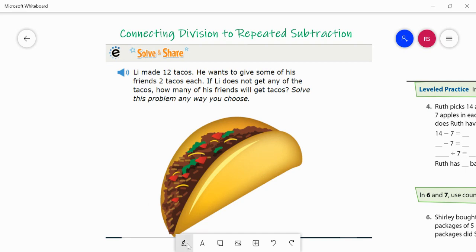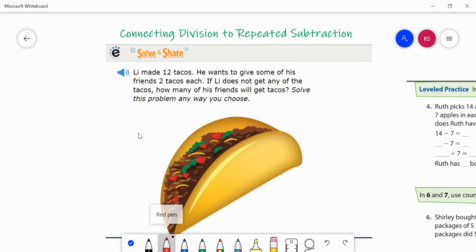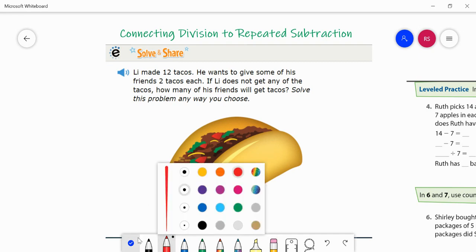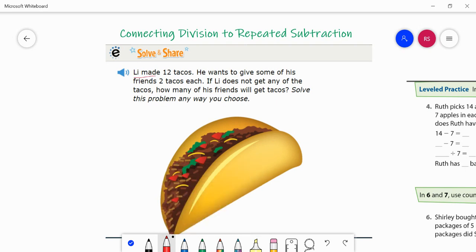So let's go back into the problem, because remember, we don't just read word problems once, we read them multiple times. First, we read it just to get ourselves familiar. Then we go back in and underline our important details. So I'm going to take my red marker and pick out the important details in this problem. The first thing that's very important to me is that we have a person named Lee that is making 12 tacos, right? Pretend this is you. Put yourself in the problem.